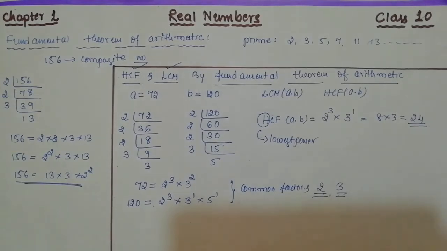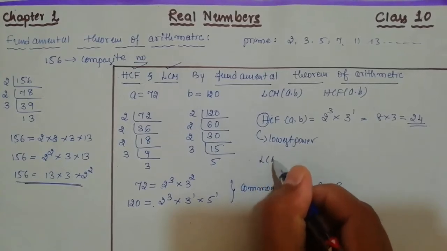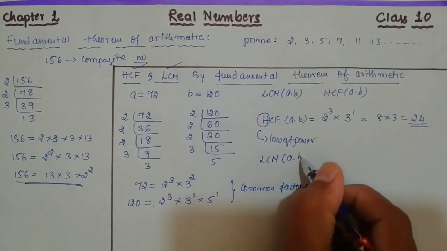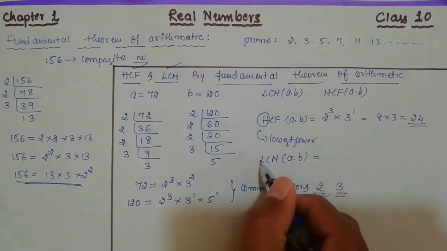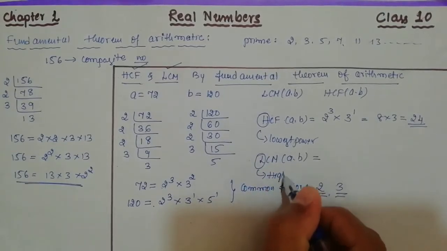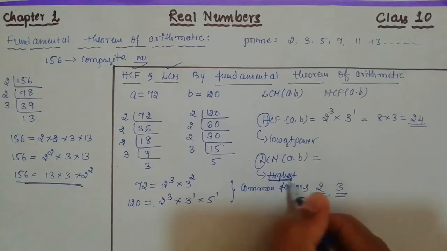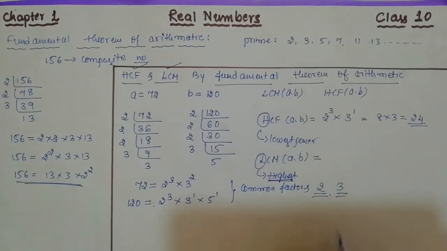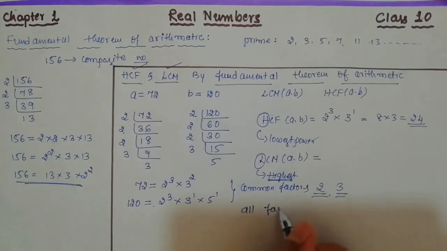24. In the same sense, I am going to find out the LCM now. LCM of A comma B is equal to. So now LCM means the first letter is L. Opposite to the lowest is what? Highest. You need to consider the highest power, but not only for common factors, it should be for all factors. So don't consider only the common factors here. That is only for HCF. But for LCM, you need to consider all the factors.